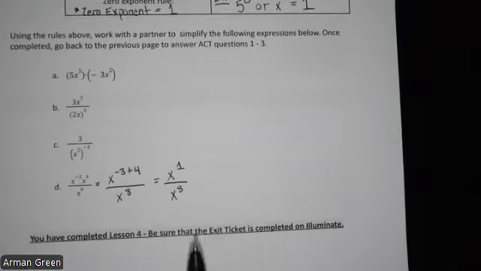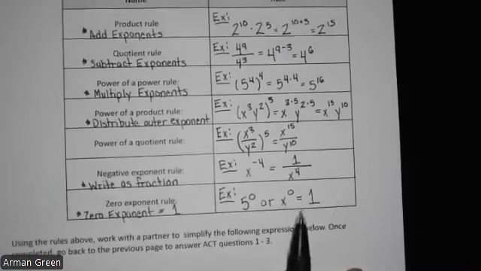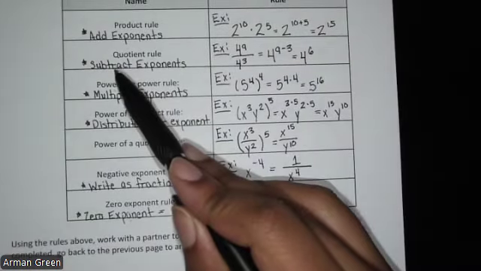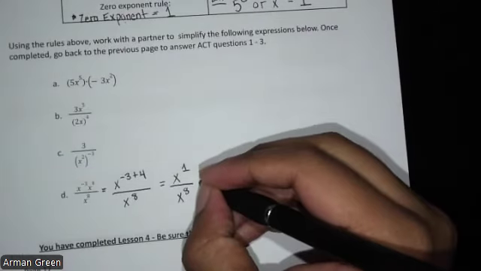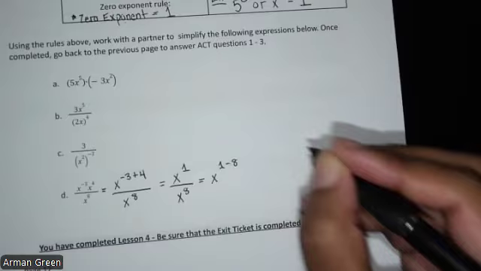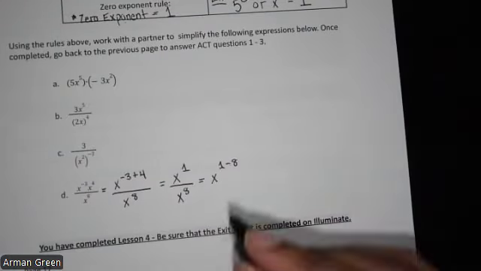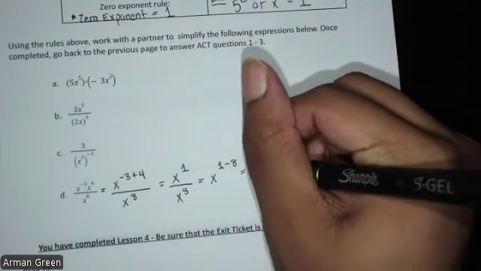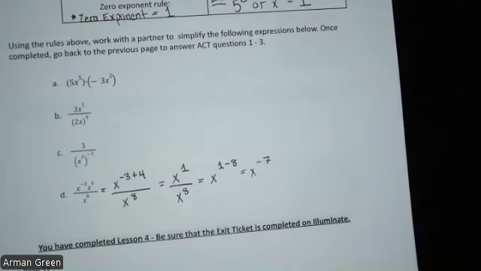Now, this turns into the quotient rule where I'm dividing two things. So what that means is that I need to subtract the exponents now. So in this case, to simplify this, I need to do x to the power of 1 minus 8. And if I did 1 minus 8, this becomes negative 7.